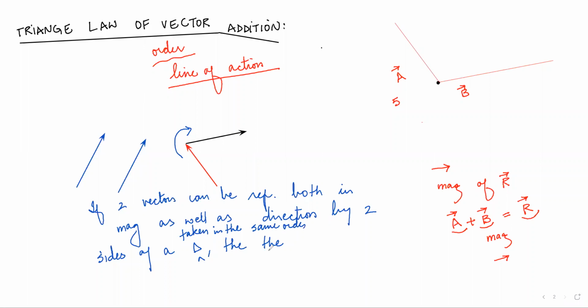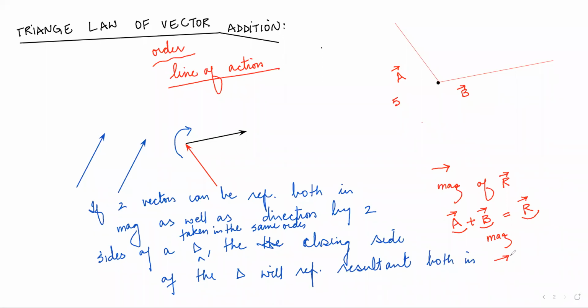then the closing side of the same triangle will represent the resultant of these two vectors, both in magnitude and direction, but taken in the opposite order. This is really an interesting law.